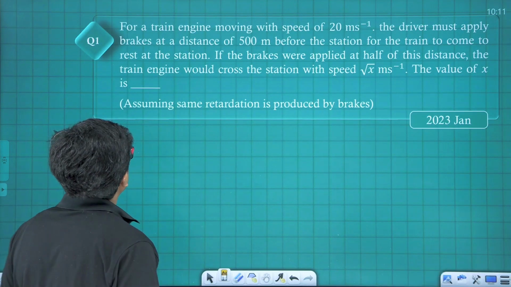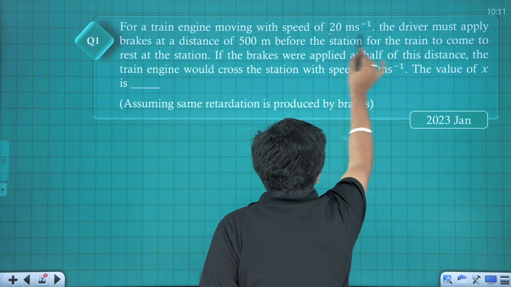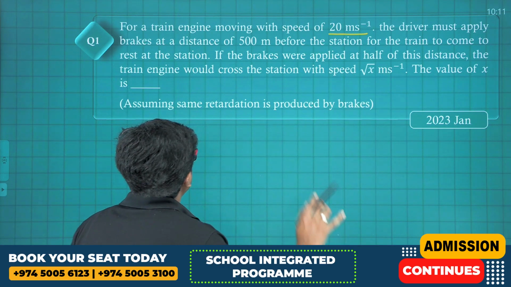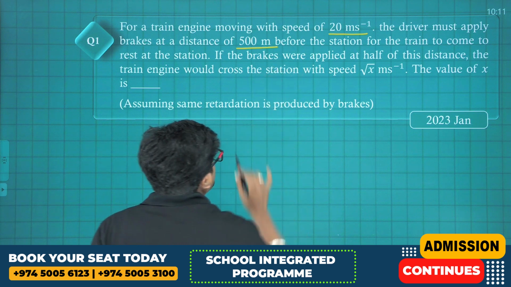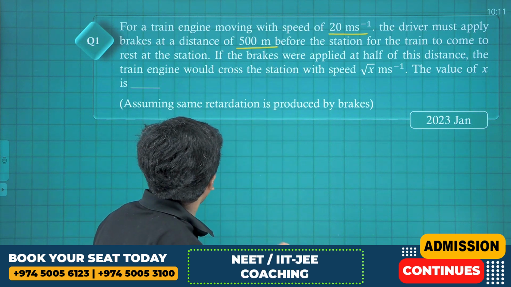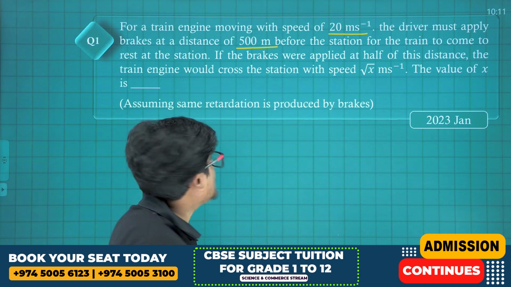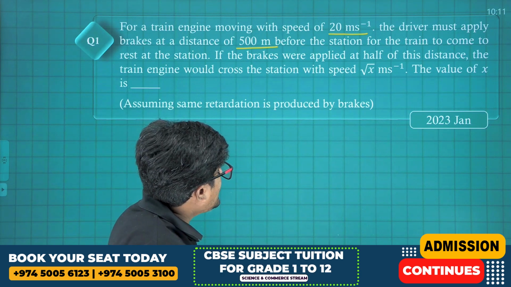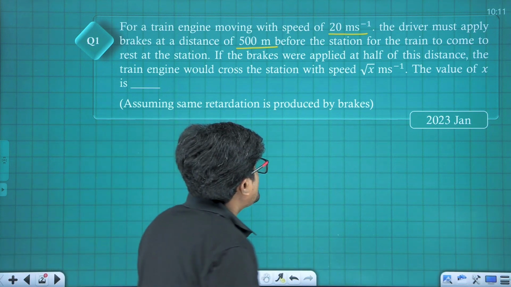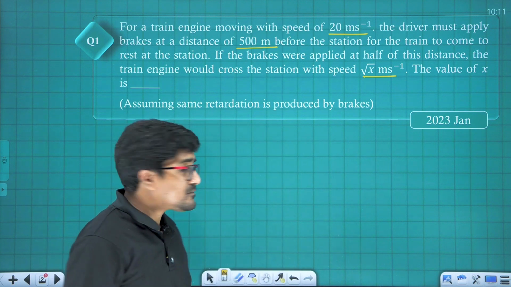The question says, for a train engine moving with a speed of 20 meter per second, the driver must apply brakes at a distance of 500 meter before the station for the train to come to a state of rest at the station. If the brakes were applied at half of this distance, the train engine would cross the station with a speed of root x meter per second. Then what is the value of x?